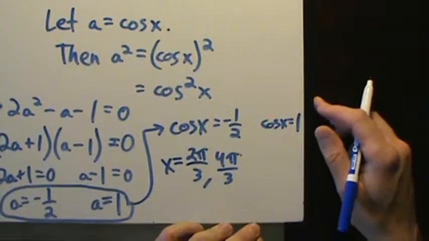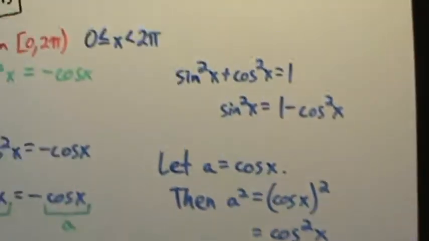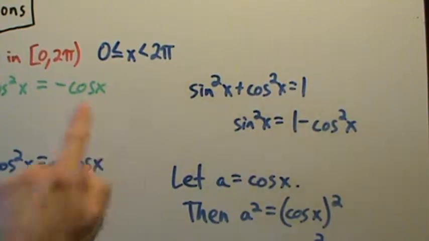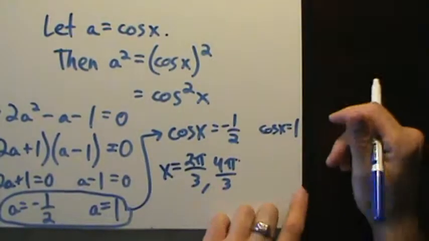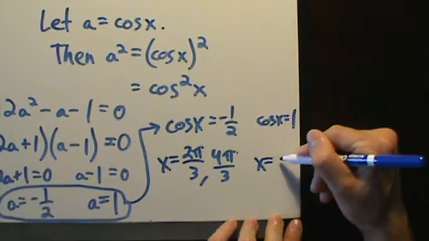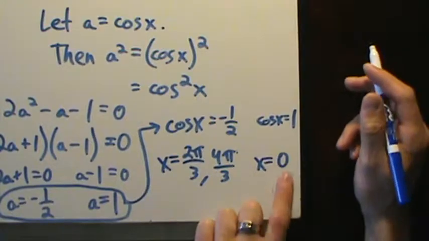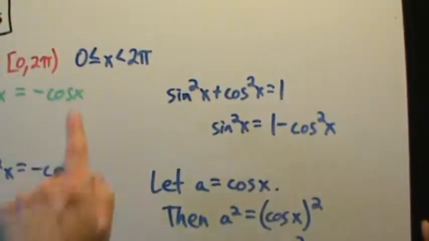And if cosine of x equals 1, if we think about the unit circle, which values of x in this interval from 0 to 2 pi have cosine of x equal to 1? There's only one of them, the only one is x equals 0. Cosine of 0 is 1, and that's the only value of x in this interval that has cosine equal to 1.